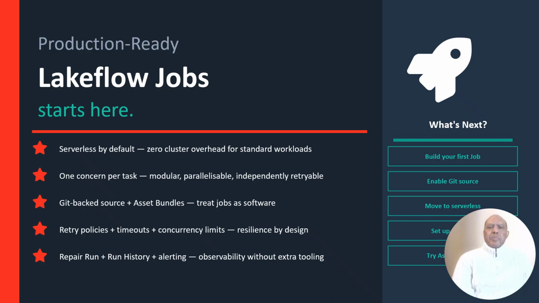Number three is Git-backed source and asset bundles. This is the maturity threshold between a team that has jobs running in their workspace and a team that has a data platform. Version control, code review, and CI/CD deployments are not optional in production. Number 4 is resilience by design. Retry policies, timeouts, and concurrency limits should be in your job configuration template. These are not advanced features. They are table stakes for production workloads.